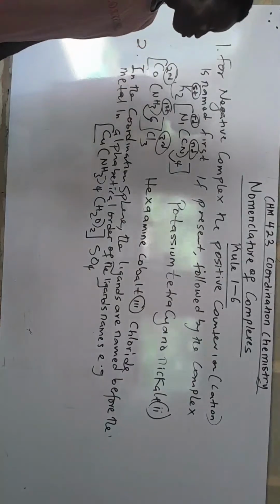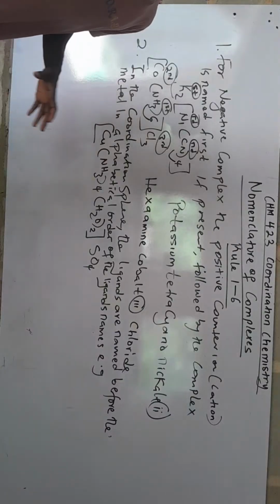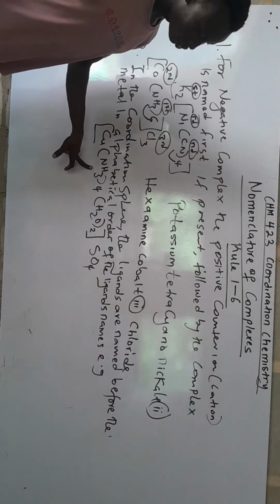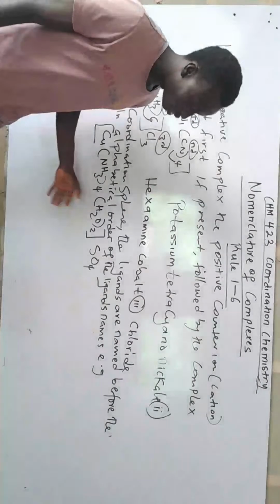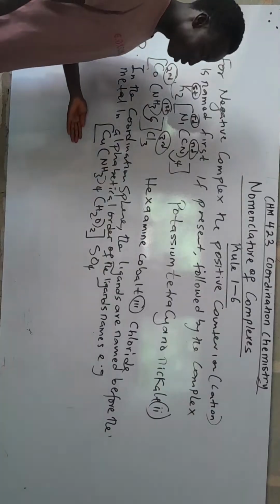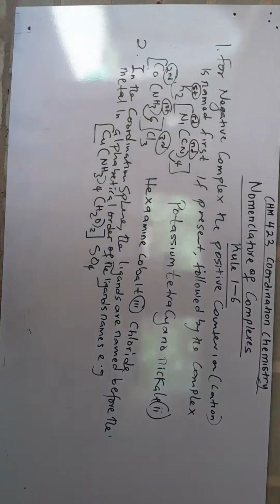Now, in this case, their names will be quite different. Take note of that. This one is attached together inside the bracket, while this one stands on its own, outside. What is inside is what we call the coordination sphere. Take note of that. Now, when you want to name in this place, we've said earlier which one comes first: those in the bracket come first.